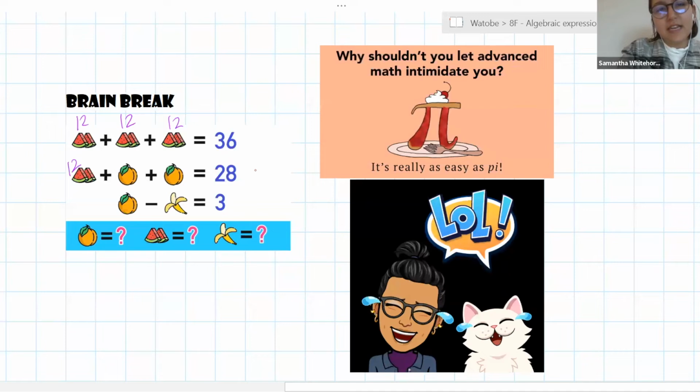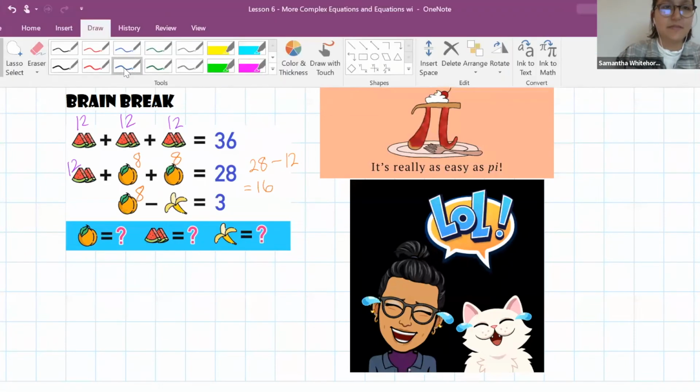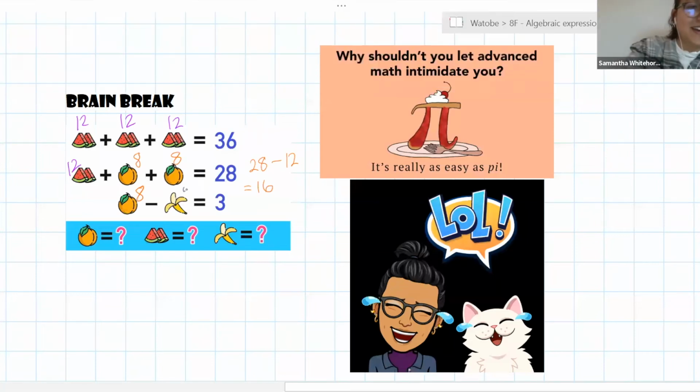So if I say 28 minus 12, what I'm going to do is figure out how much I have left that I need to split in half. So 28 minus 12 is 16. Good. So what's half of 16? 8. Good. Okay, so all my peaches are 8. So meaning a banana is 5. Awesome. Well done, Ayanda.